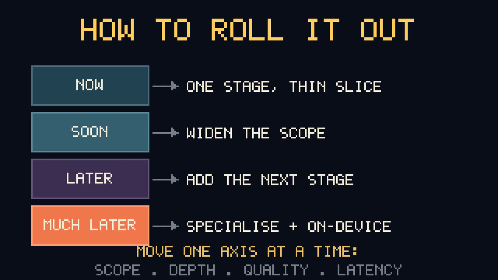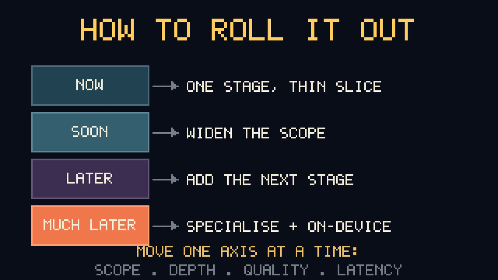Later, add the next stage in the pipeline, but only once your usage data tells you people are hitting the ceiling on the first one. Every stage you bolt on multiplies both your compute cost and your failure surface. So remember, here we want to emphasize the metrics that we mentioned earlier.